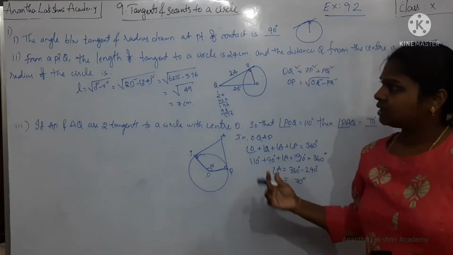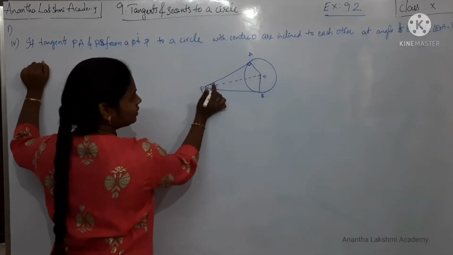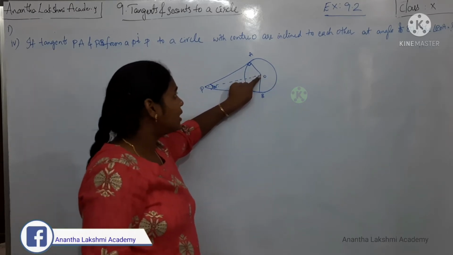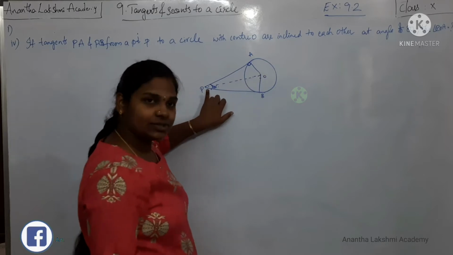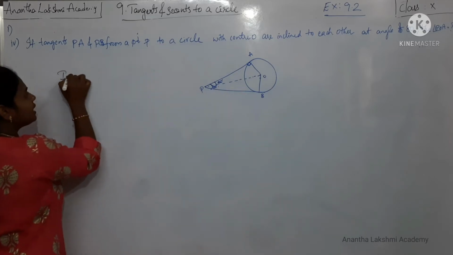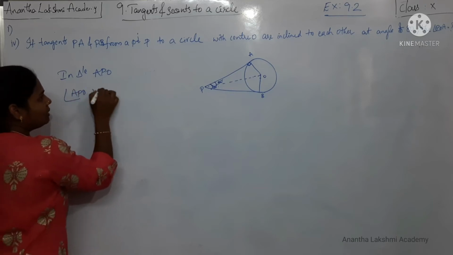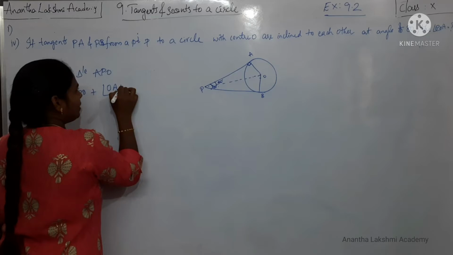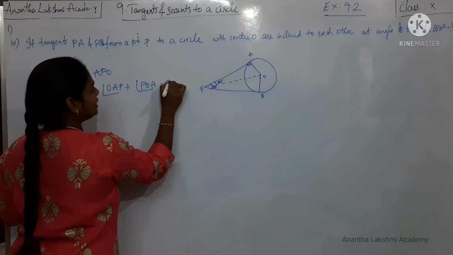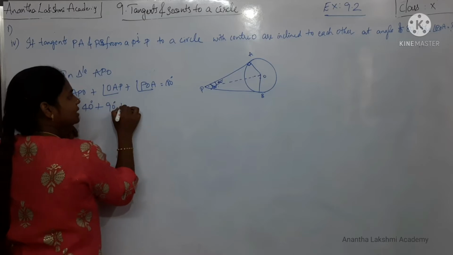Let's look at the 4th and 5th bit. It is given that PA and PB are drawn in such a way that they are enclosing an angle of 80 degrees. But from the statement 1, we have learned that the center lies on the bisector of this. So angle APO becomes 40 degrees, isn't it? So in triangle APO, angle APO plus angle OAP plus angle POA is equal to 180 degrees. What is angle APO? 40 degrees plus angle OAP 90 degrees.